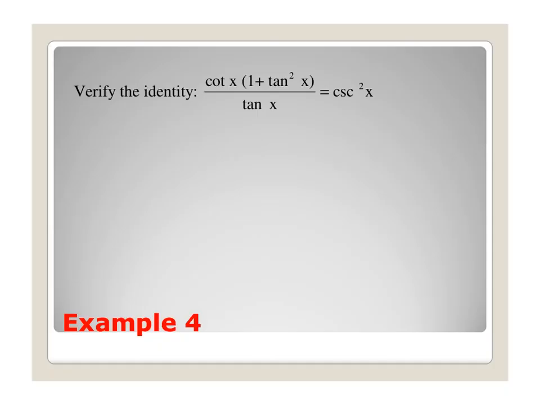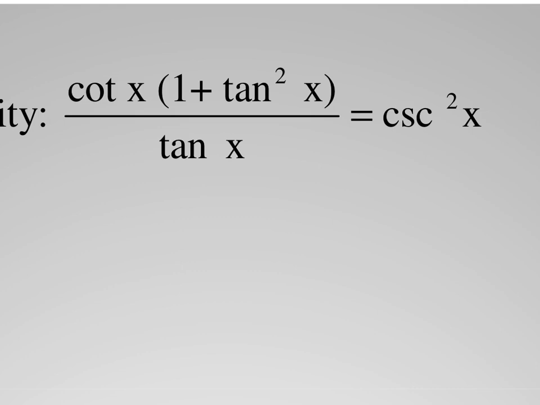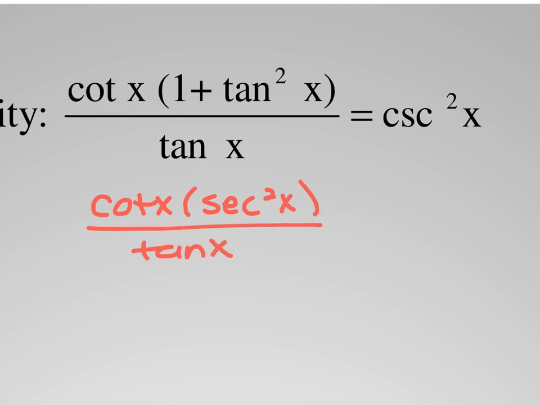All right, example 4: cotangent x times 1 plus tangent squared x over tangent x equals cosecant squared x. Obviously, I'm going left side because it's a lot more complicated. So what do you see on the left-hand side that you could do? Is 1 plus tangent squared x something I can replace? Yeah, that's one of your Pythagorean identities, right? What is 1 plus tangent squared x? Secant squared. So I get cotangent x times secant squared x over tangent x.